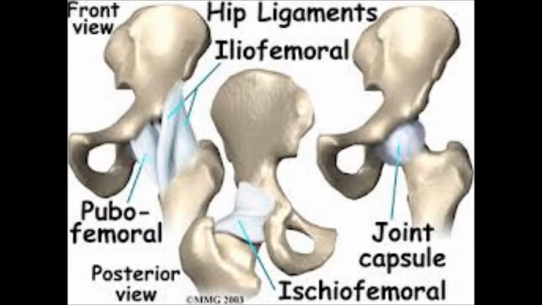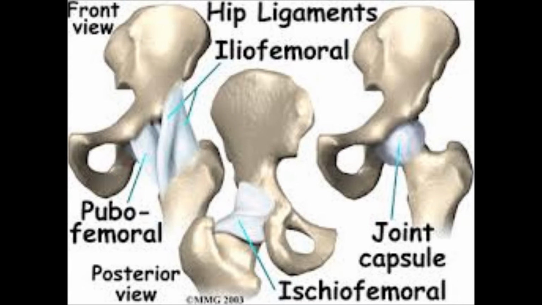There are 5 ligaments that stabilize this joint. 4 of them are extracapsular, meaning outside the synovial capsule. 3 ligaments attach the femur to all 3 bones of the pelvis and are named respectively. The iliofemoral ligament is Y-shaped and is the strongest ligament in the human body.